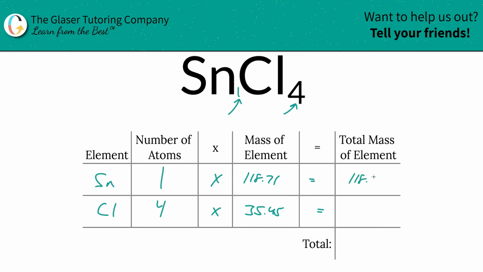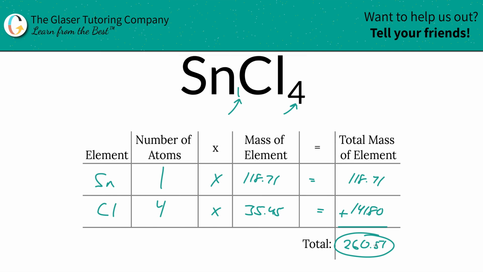So that's 118.71 units of mass for tin. Chlorine is going to be 141.8 units, right? And then to find the total mass of the entire compound, just add this column on up. See how nice and quick and simple that is? 260.51. And there you have it. That was the first step in the process. We've got to find the total mass first.